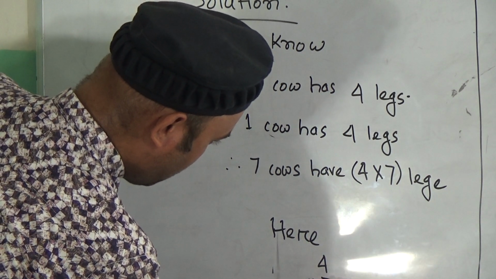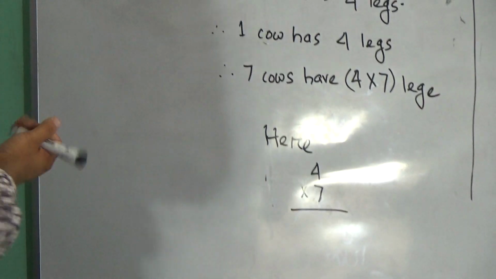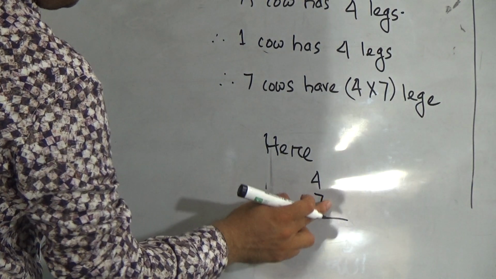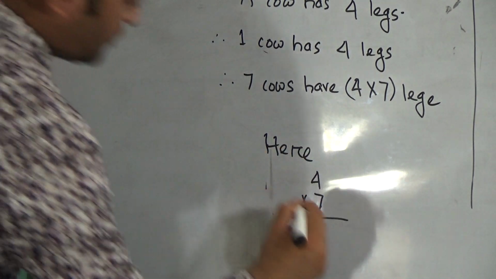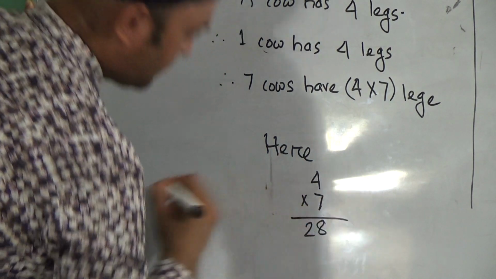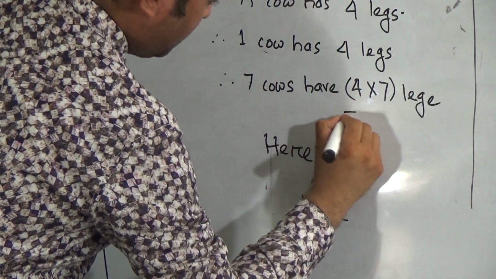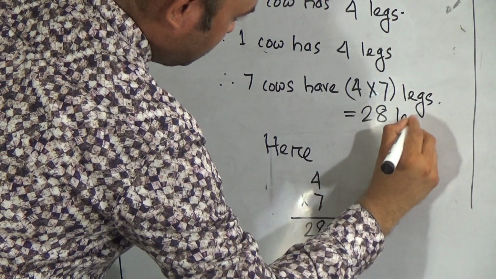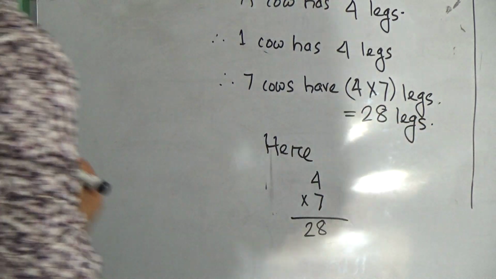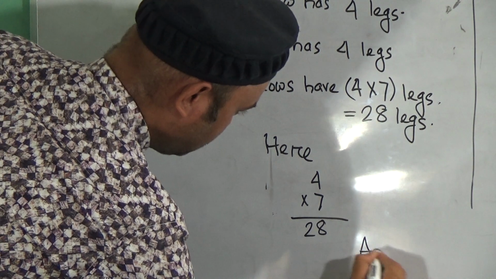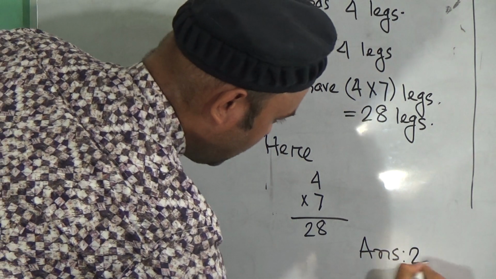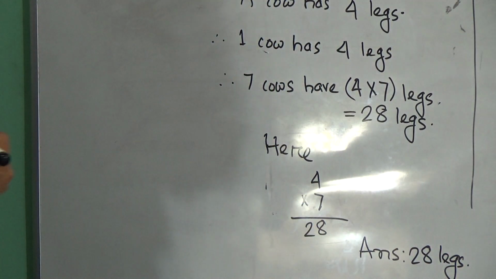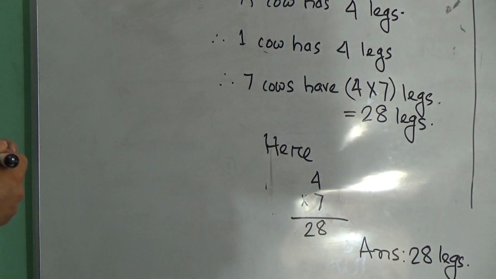Here, 4 multiplied by 7. My dear students, you have to memorize the times table of 7s. We know that 7 fours are 28. So 7 cows have 28 legs. And the correct answer is 28 legs. My dear students, hope you understood this one.